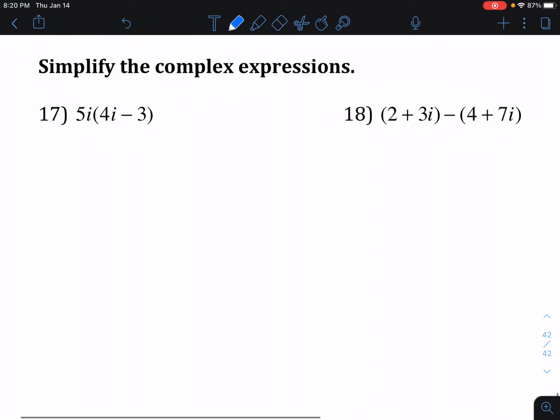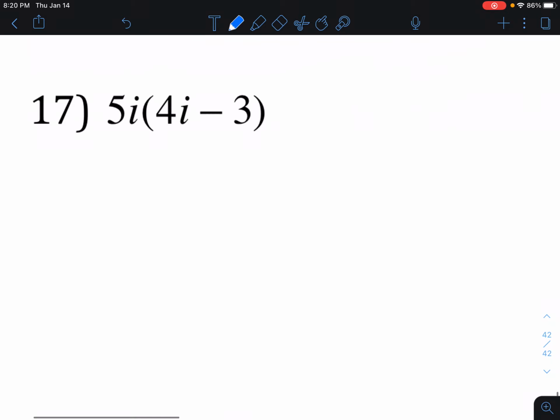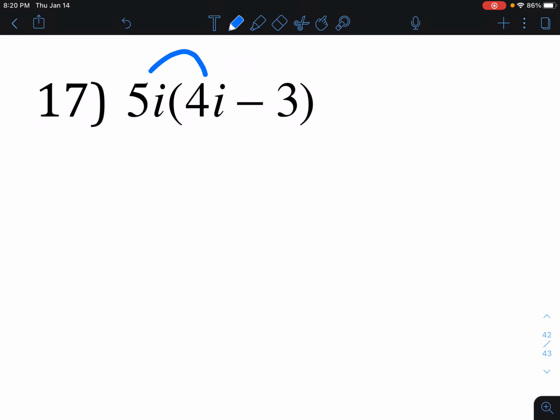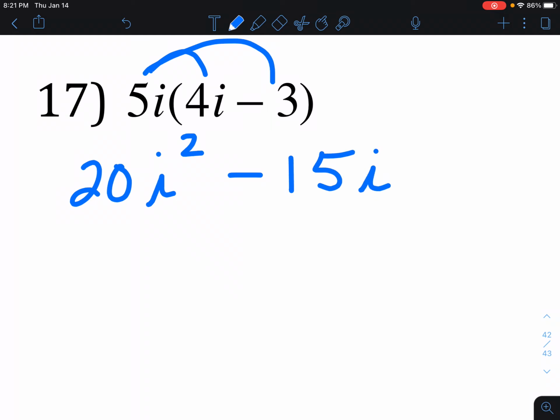Okay, next up we are going to go into simplifying complex expressions. It's not going to directly tell you. You've got to be able to recognize if it's add, subtract, or multiply. There is no sign between the parentheses here, so remember that's multiply. So 5i times 4i is 20i squared. And then 5i times minus 3 would be minus 15i.